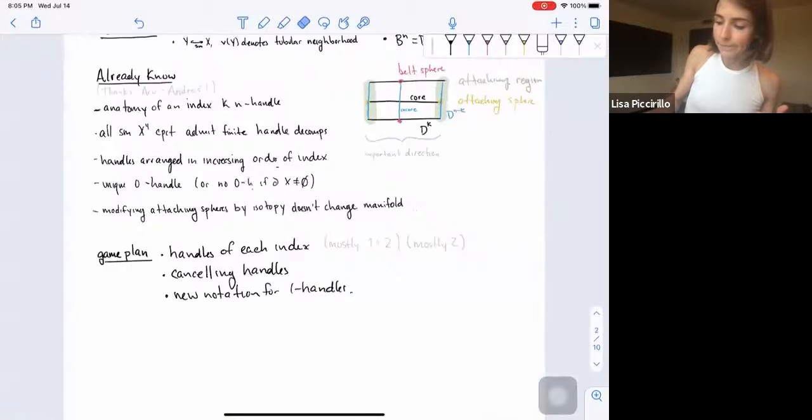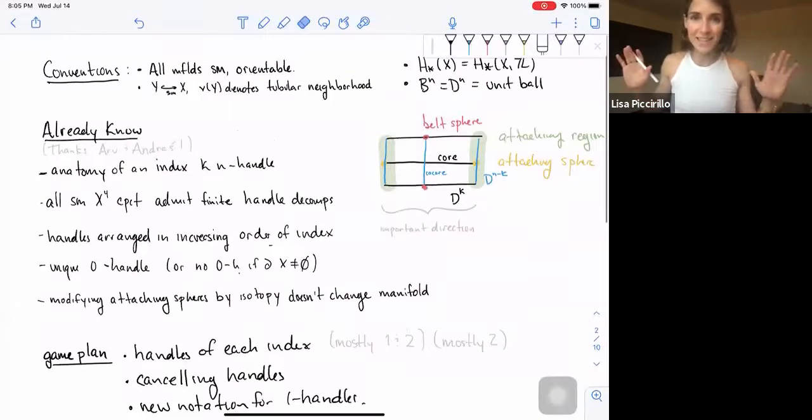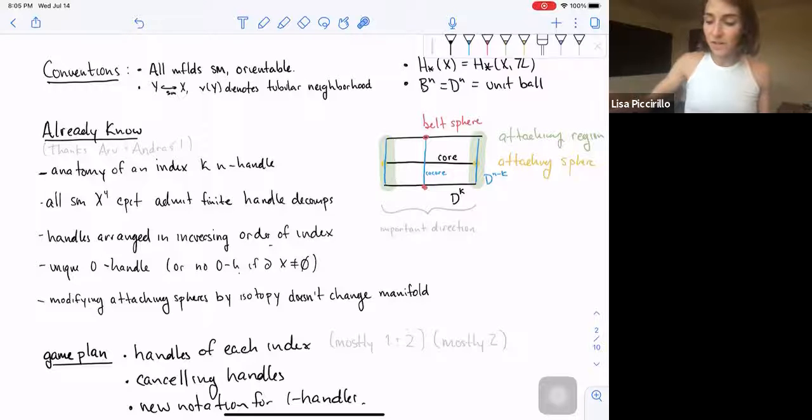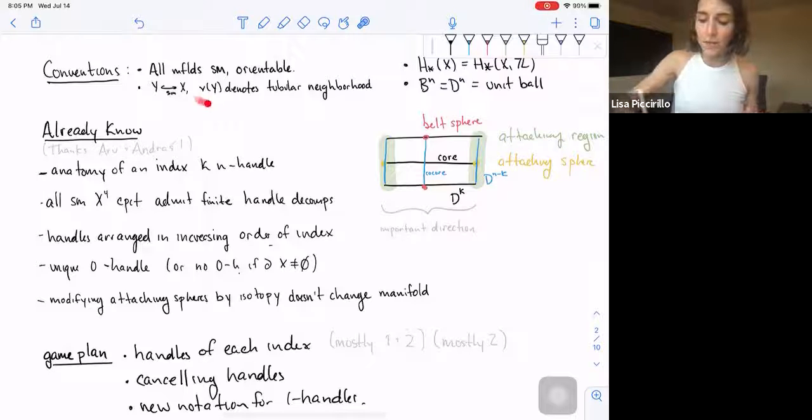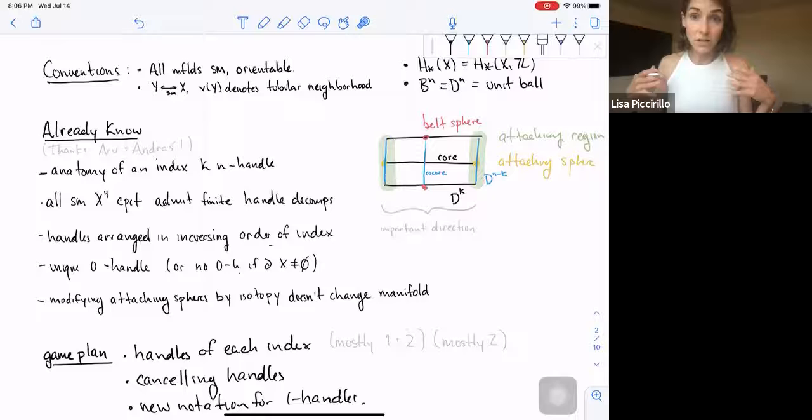So don't freak out. This is the only slide that looks like this. I promise not to show you any more busy slides after this. This is just a slide where I tell you my conventions and remind you of stuff that you already know. So some conventions here at the top, they're all pretty standard. I'm going to use nu to denote a tubular neighborhood of a smooth submanifold. And maybe a notable one is that I can't seem to consistently decide whether I want Bn or Dn to be the unit ball, so I'm not going to pick. I'm just using both throughout the talk.